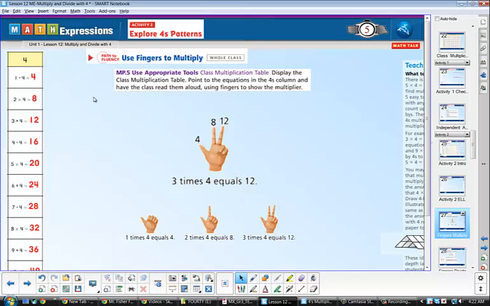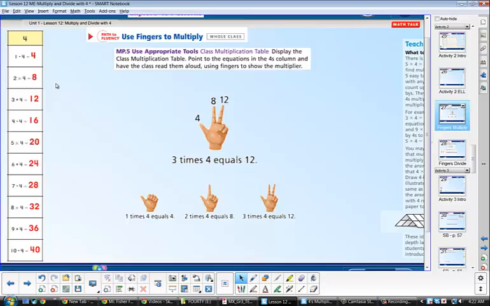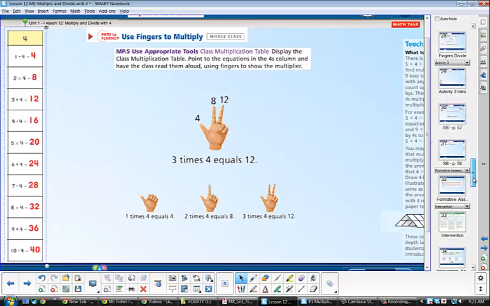So here's the multiplication by 4s, and you can actually do this with your fingers. And I would suggest you pause the video and practice it. 1 times 4 is 4. Then your second finger, 8. Third finger, 12. Fourth finger, 16. Fifth finger, 20. And so you can actually have two hands up and count all the way to 40 by fours. So there's a look at the lesson that we will do in class.